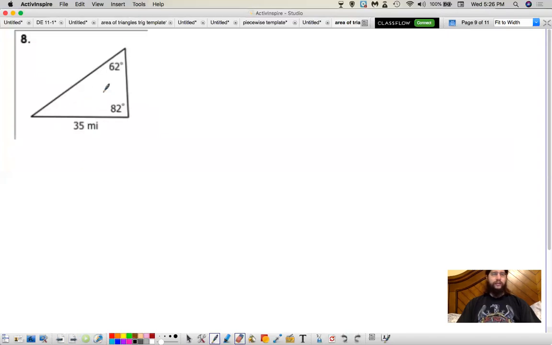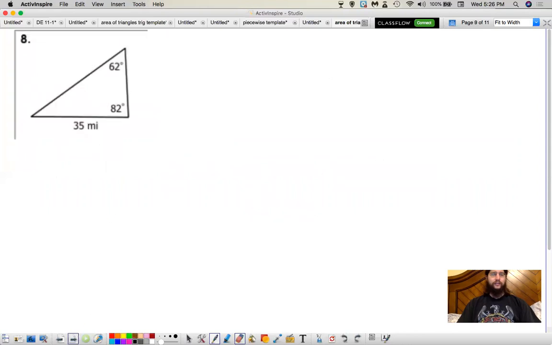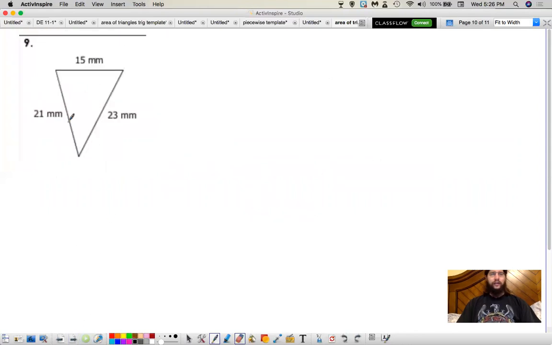Same thing as the previous one. We have to find a missing side. So these two are the same. Here we go, something different finally. We have three sides. We do not have the angle. So for law of sines, I need an angle and the opposite side. I don't have that. What can I do?